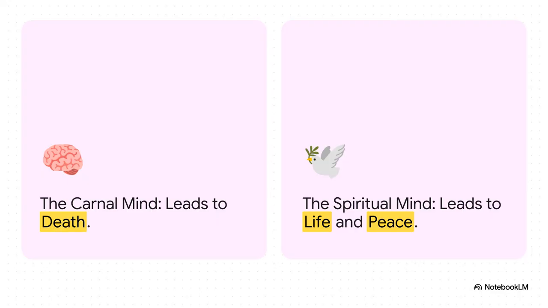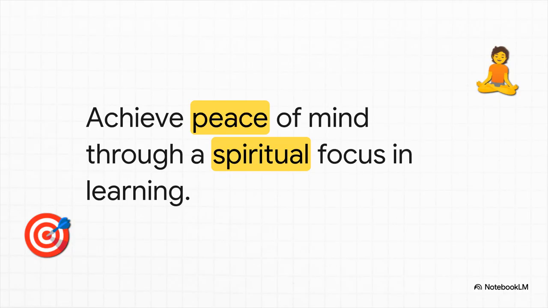This slide, referencing the book of Romans, shows you the ultimate stakes of that philosophy. It presents this really clear choice between two mindsets and where they lead. The curriculum's goal is to guide students toward what it calls the spiritual mind, which, as it states, leads to life and peace. And that brings us to the ultimate why behind this whole lesson structure. From defining personification all the way to analyzing scripture, every single step is designed to achieve a very specific outcome: peace of mind, which the curriculum suggests is found by having a spiritual focus in everything you learn.